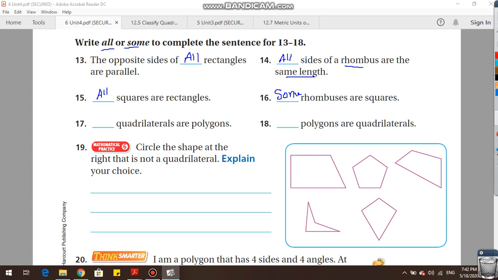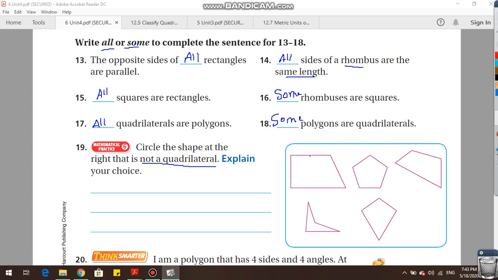Now, quadrilaterals are polygons? Of course, we said it. All quadrilaterals are polygons. Now, what polygons are quadrilaterals? All polygons are quadrilaterals? No, we already have a pentagon, we have a hexagon, an octagon, so some polygons are quadrilaterals. Now, circle the shape at the right that is not a quadrilateral and explain.